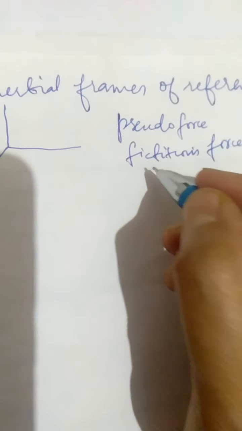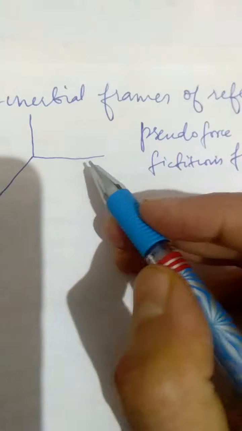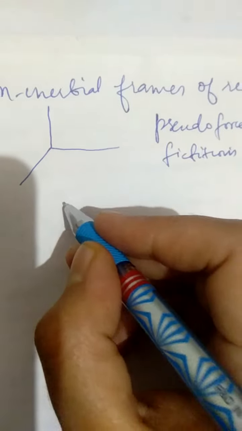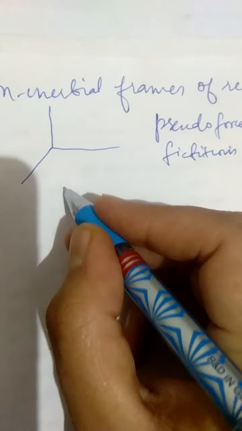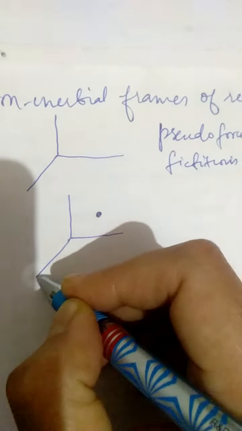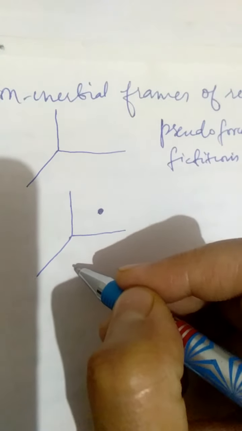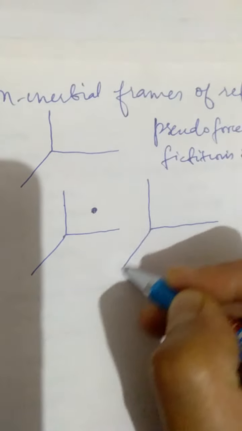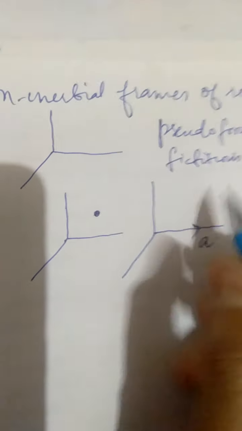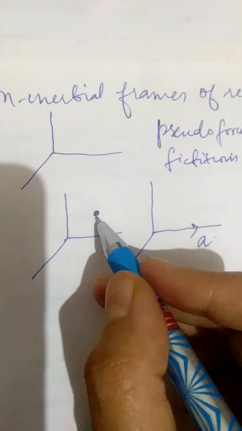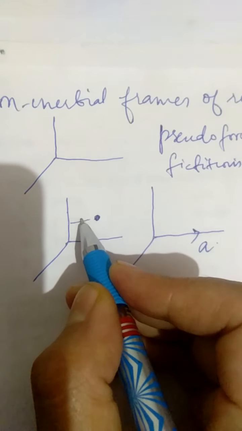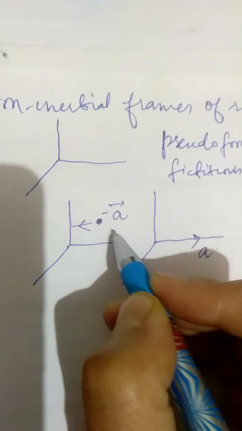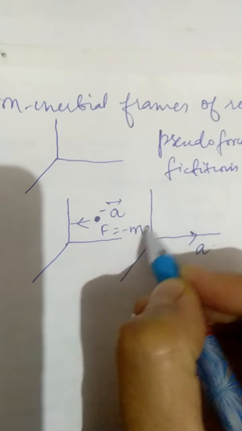This is not a real force, but it comes into play because of the accelerated motion of the non-inertial frame of reference. Now, how do you understand that? Suppose we have a particle, an object at rest, and it is observed from an inertial frame of reference at rest. But if the same particle is observed from a non-inertial frame of reference, which is moving with certain acceleration, what happens? For this observer, this particle seems to lag or move behind with an acceleration minus a. So the consequent force is F equals minus ma.